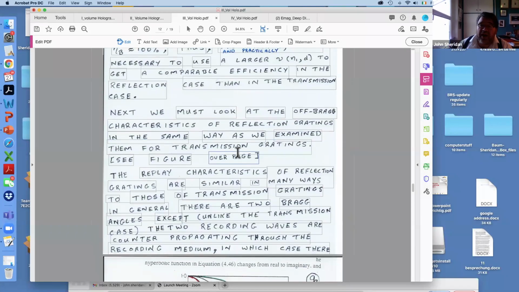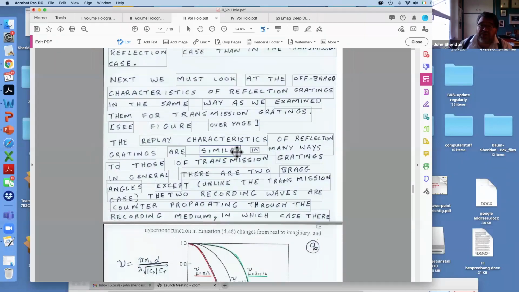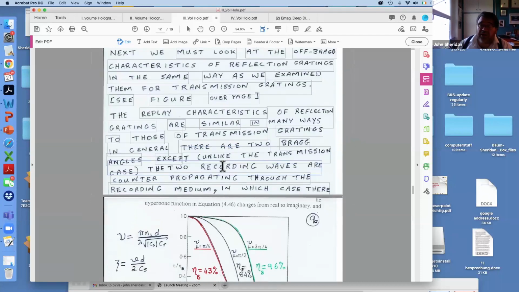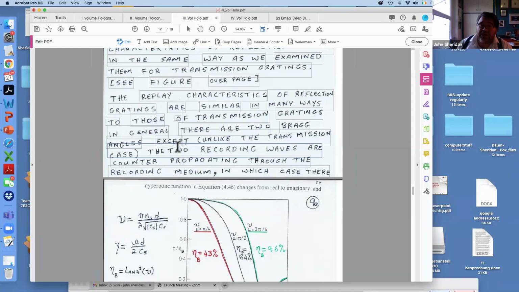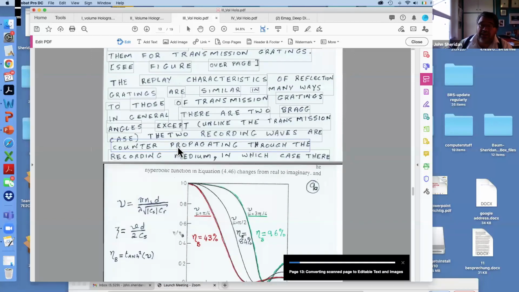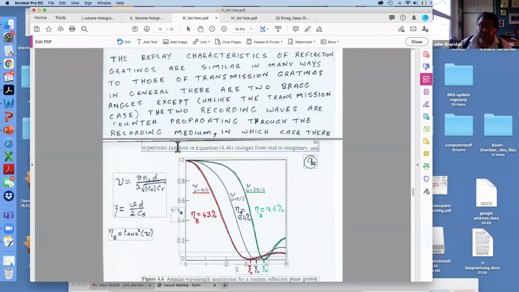Next, we must look at the off-Bragg characteristics of reflection gratings in the same way that we examined them for transmission gratings. Okay, so down here. So again, we plot out the diffraction efficiency for that particular grating strength divided by its diffraction efficiency on Bragg. The replay characteristics of reflection gratings are similar in many ways to those of transmission gratings. And in general, there are 2 Bragg angles, except unlike the transmission case, the 2 recording waves are counter-propagating. So they're incident from opposite sides through the grating, through the medium.